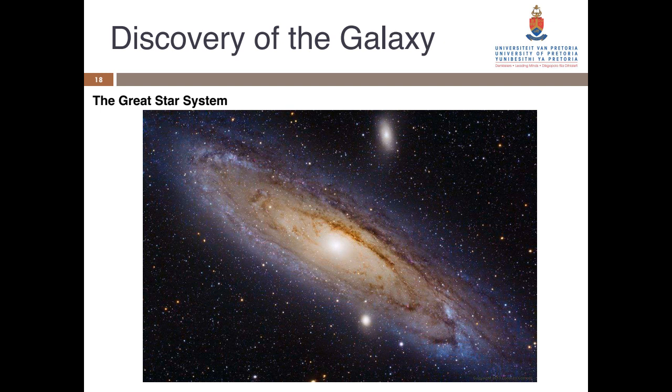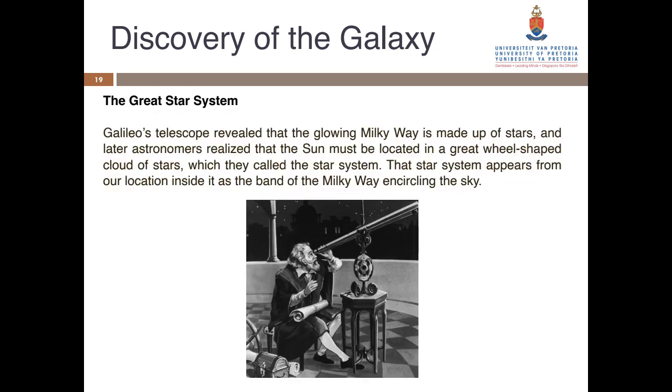So this is our own Milky Way galaxy. And in ancient times, they also referred to it as the Great Star System. So in this representation, these are the Large and the Small Magellanic Clouds orbiting around our own galaxy. Galileo's telescope revealed that the glowing Milky Way is made of stars.